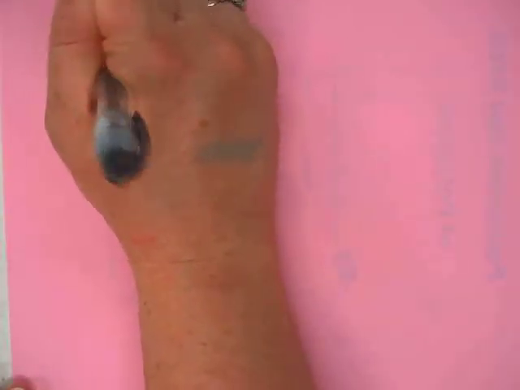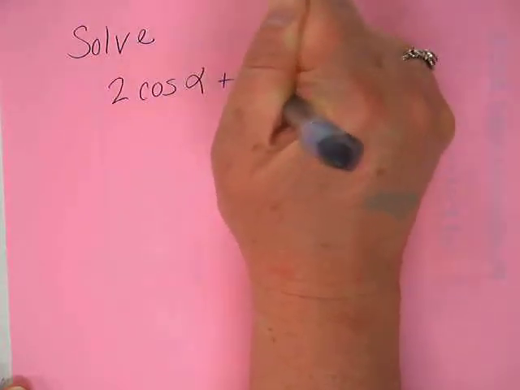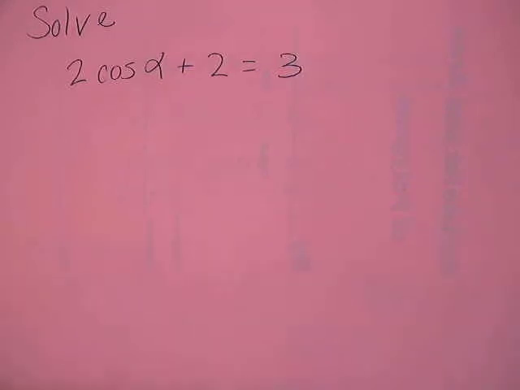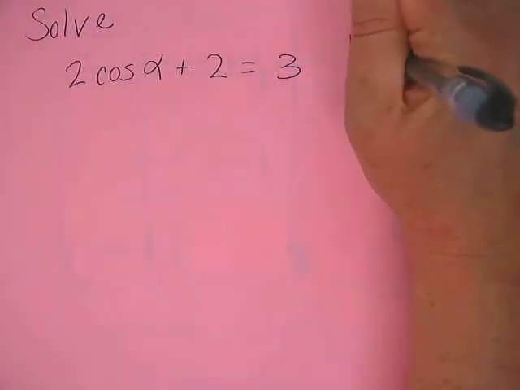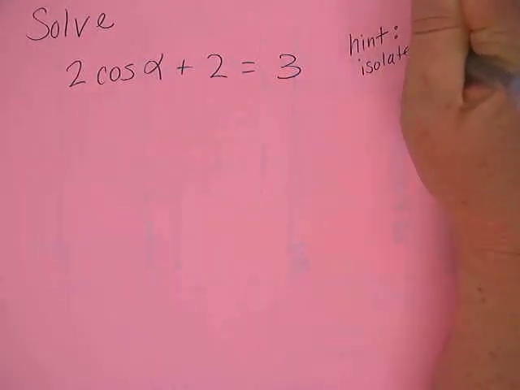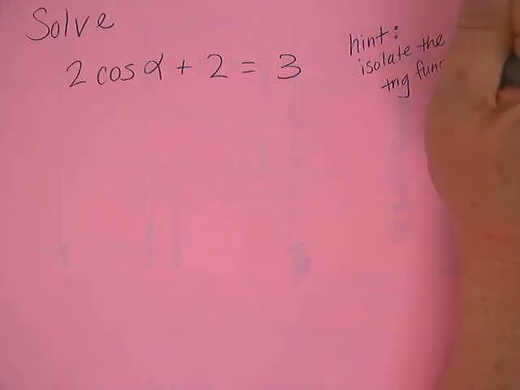Okay, solve 2 cosine theta plus 2 equals 3. Is anyone scared? Oh, that's good. You shouldn't be. Hint: isolate the trig function. Get everything else out of the way.